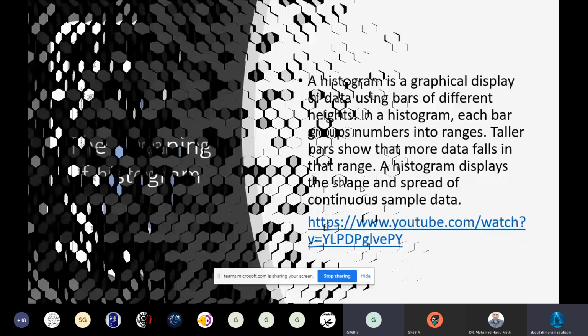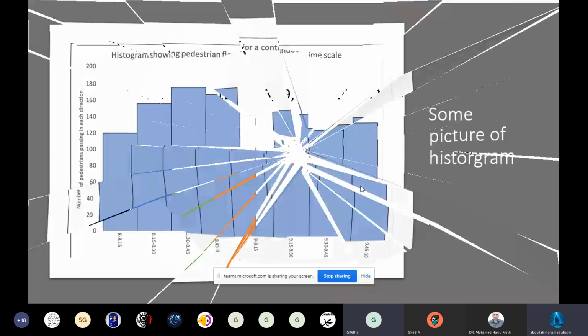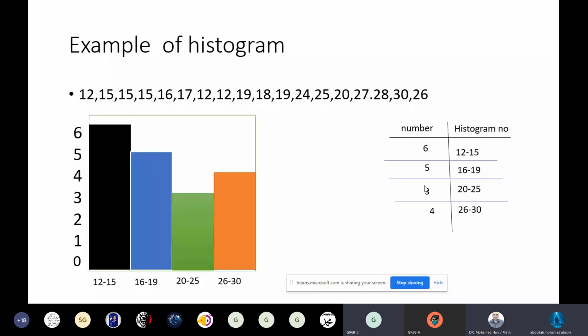Okay. As you can see, this is one picture of a histogram. The bars are like this. This is the example I made: 15, 16, 17, 20, 12, 12, 19, 18, 19, 24, 25, 26, 27, 88. I use this one, I call it the bucket. It helped me to arrange.